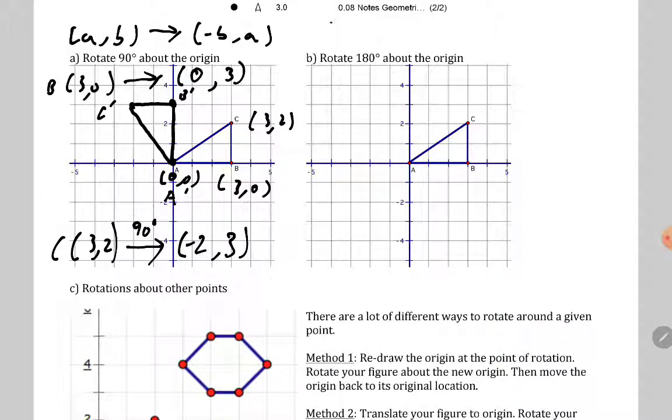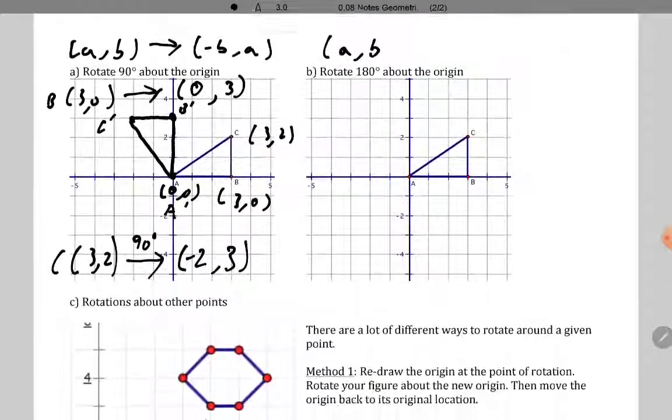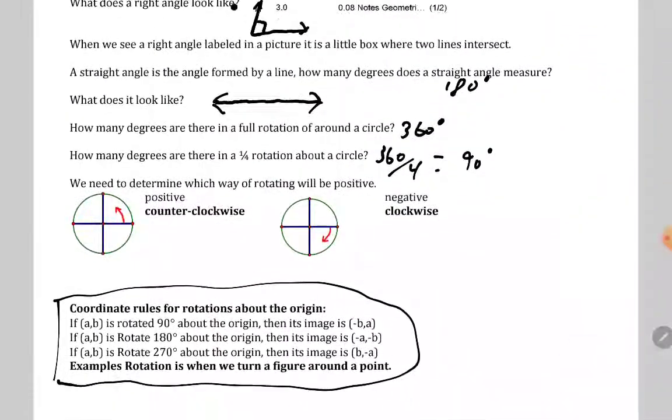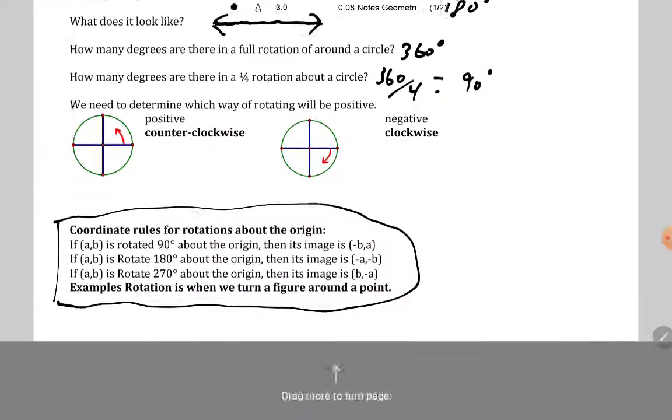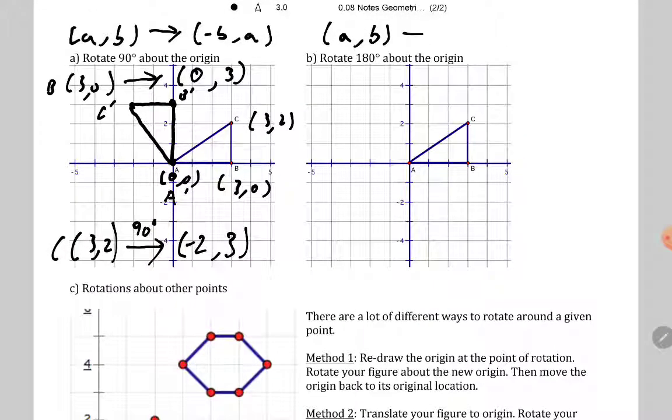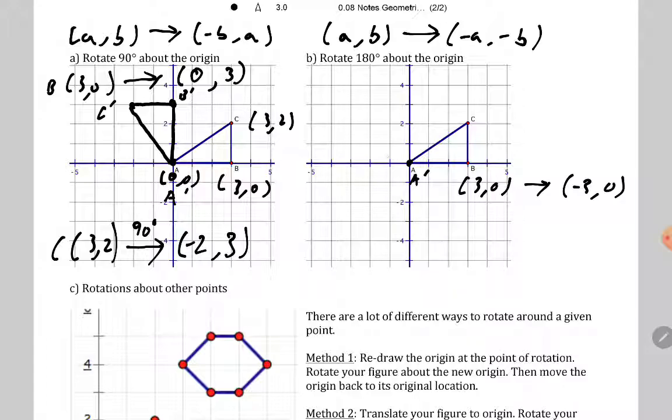180 degrees. So we have A, B. Look at our formula here. And it turns into -A, -B. So we don't move anything around, we just make them the opposite. So A prime is still in the same spot. B, so remember this is 3, 0. That'll become -3, 0. And C, which was 3, 2, becomes -3, -2.